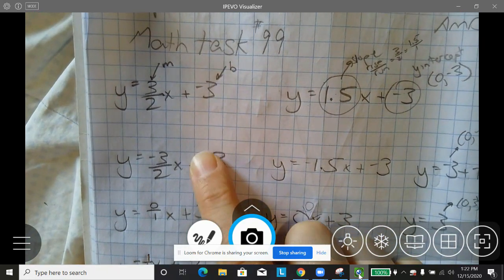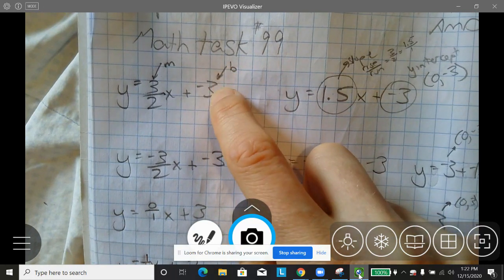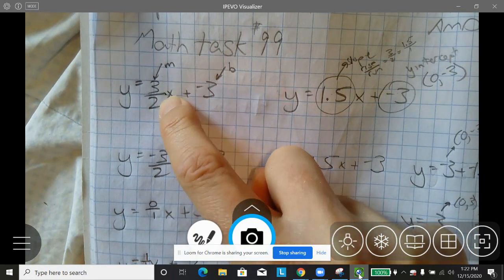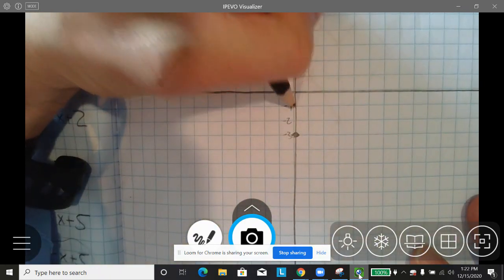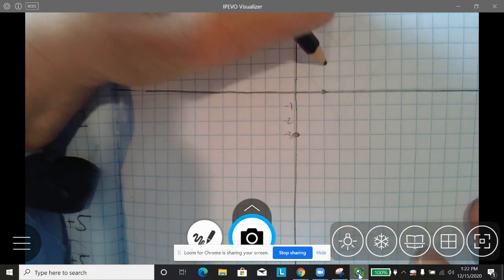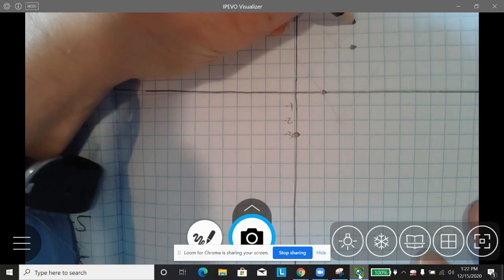Now, I'm done with this point. There's nothing else I can do with that. Now I need the slope. The slope is up 3 over 2. It's all positive. So I'm going to go up 1, 2, 3 over 2, and repeat that.